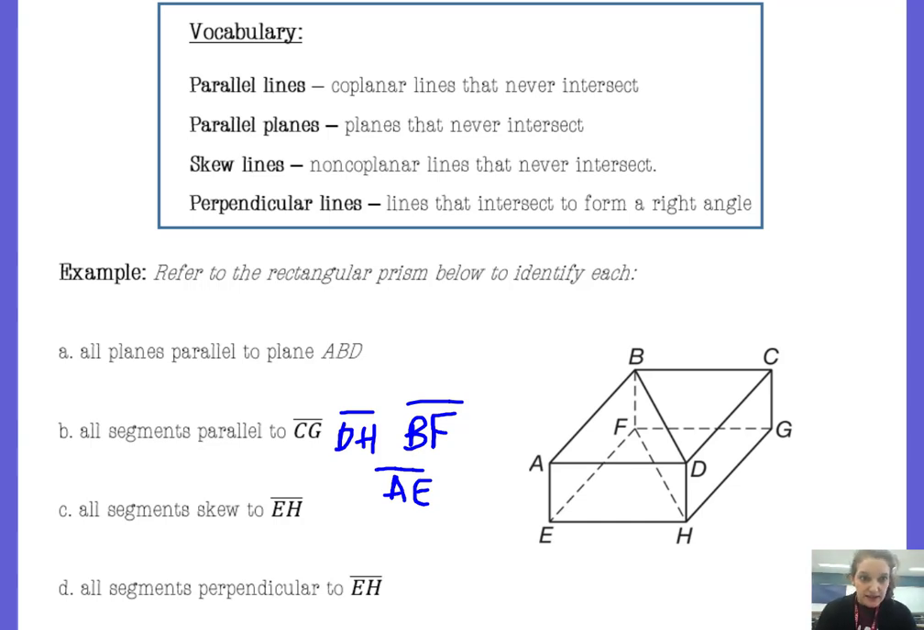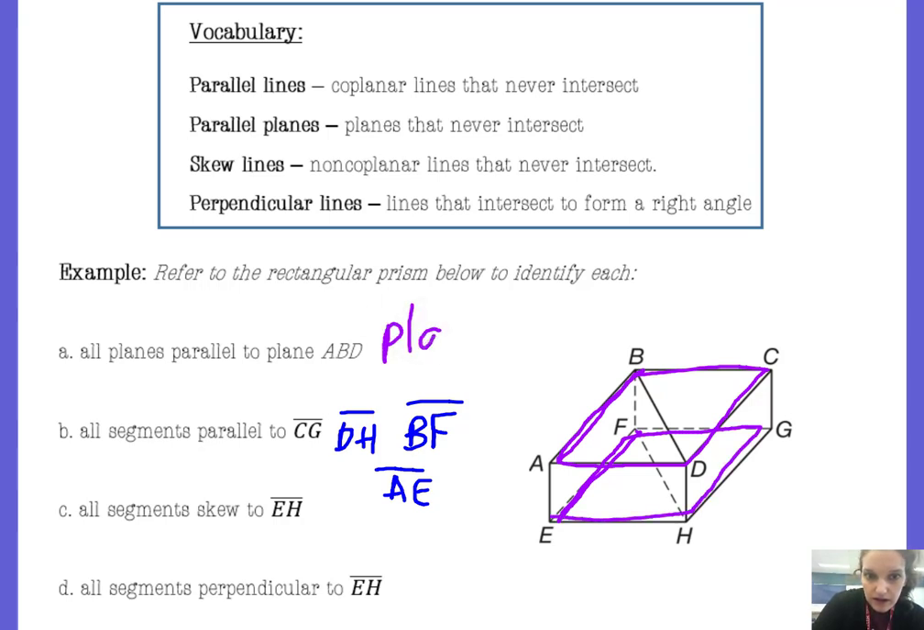So if I'm talking about example A, where we're trying to figure out all planes parallel to plane ABD, here's plane ABD, this top of our box. So which plane is going to be parallel to the top? The bottom. So plane EFG would be parallel to plane ABD. So EFG, or I could have called it EHG or FHG. Remember, all you need is 3 non-collinear points to name a plane.